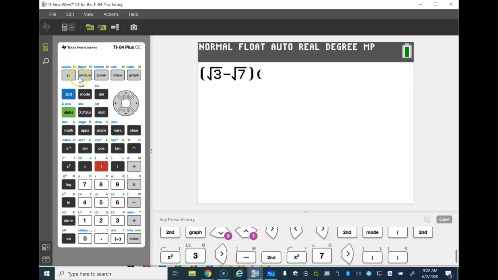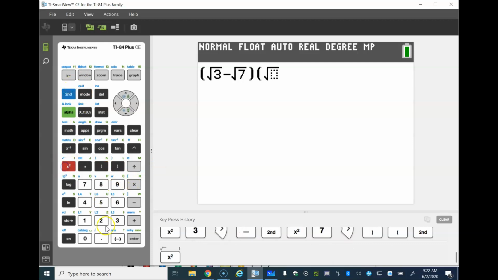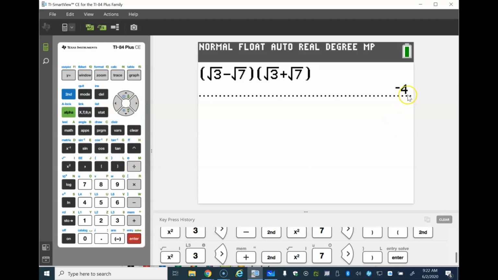Times the square root of 3 plus, this time, the square root of 7. And notice here it gives us the answer of negative 4. So let's go ahead and put that underneath.